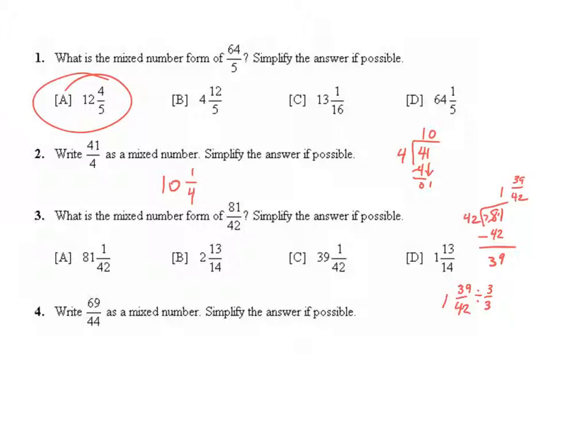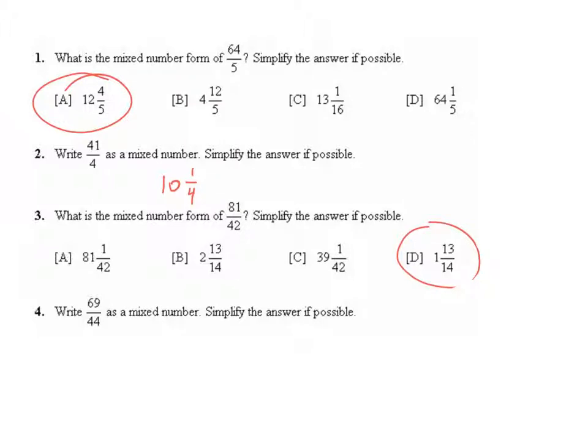One way that I know that is the divisibility rule for 3, which says that when you add the digits in a number, if you get a multiple of 3, the entire number is divisible by 3. 39 is 3 plus 9, which is 12, which is a multiple of 3. And 42 is 4 plus 2, which is 6, which is also a multiple of 3. So I'm going to divide by 3/3, and I get 13/14. So this is 1 13/14, D.